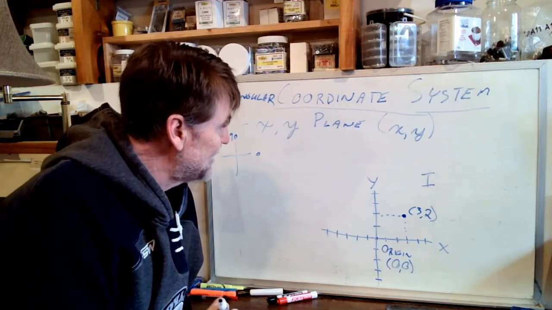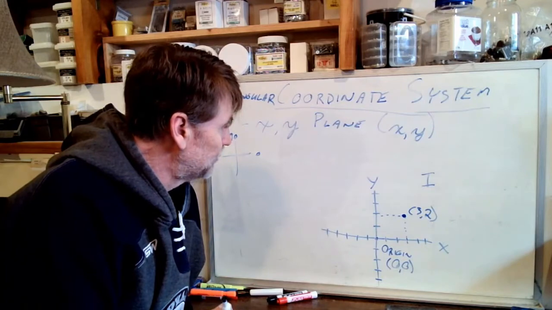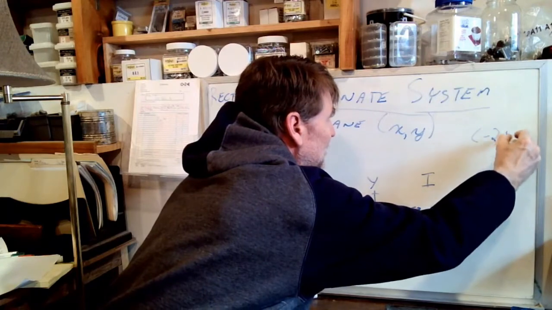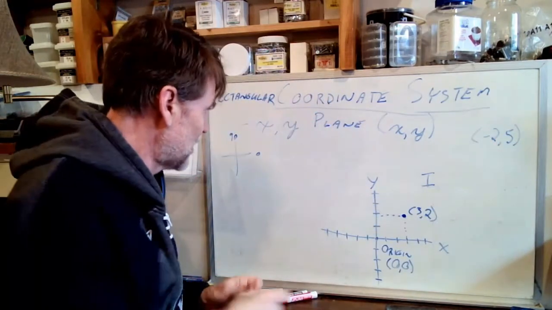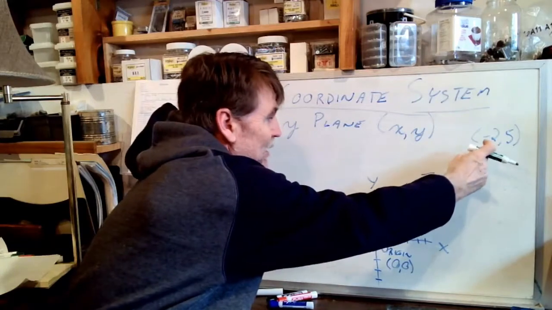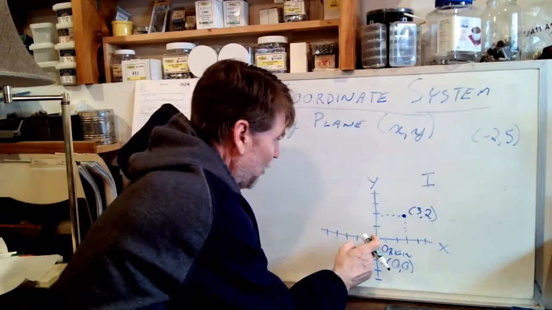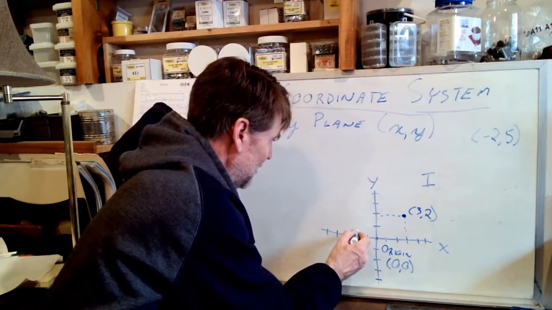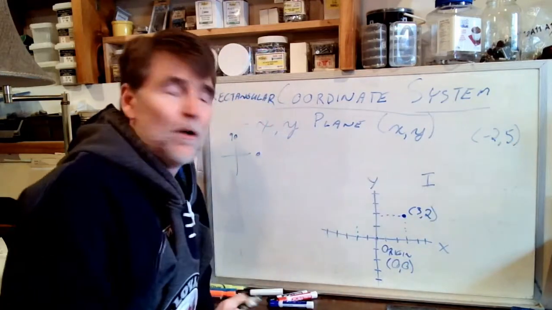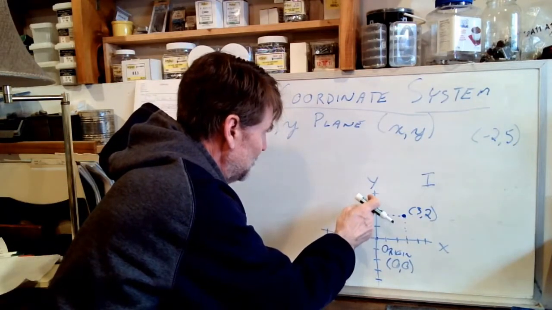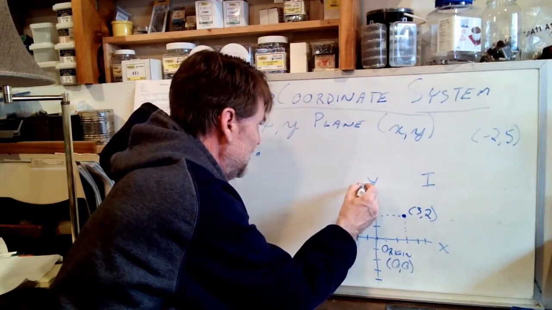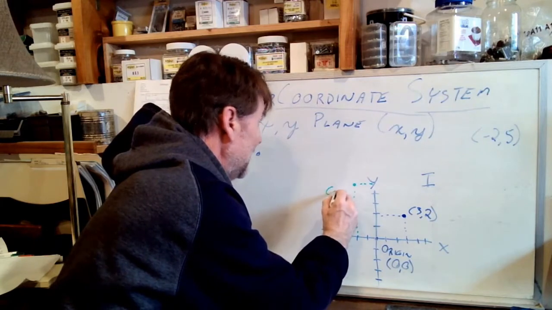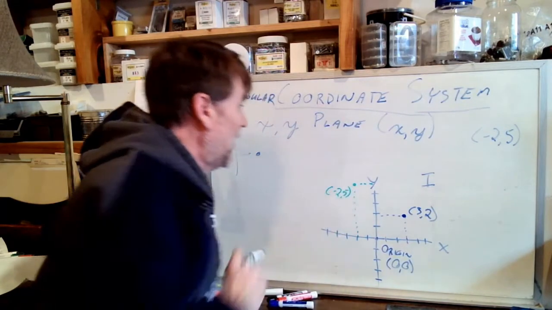But let's now look for the point minus 2, 5. Let's see if we can find that point. I'm going to change colors. So the x value is now negative 2. From the origin, we're going to come back to the left, 1, 2. There's minus 2 right there. And then we're going to go the y value of 5. So it's up this way, 1, 2, 3, 4. Oh, I didn't even draw the 5th one. It's up here somewhere. And there is the point minus 2, 5.